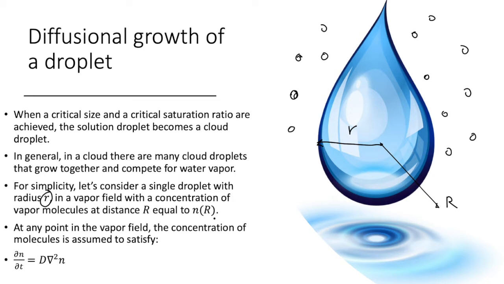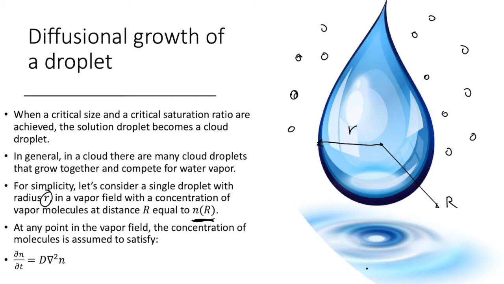We will call n of r essentially the concentration of water vapor molecules as a function of distance. We're assuming that the water vapor field is homogeneous in the three spatial dimensions, and so this will depend only on r and not also on azimuthal angles and whatnot. So it's not n of r, theta, phi, but it's just n of r, because we're assuming homogeneity in all the dimensions. We're assuming isotropy, I think, is a better word than homogeneity.